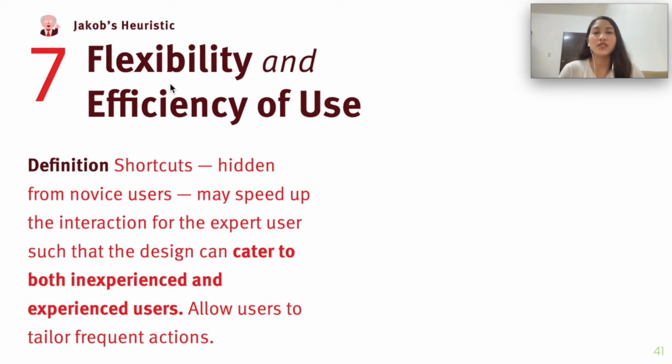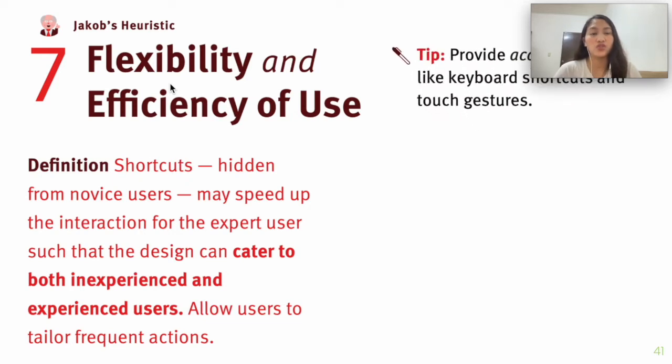The seventh is flexibility and efficiency of use. We're talking about shortcuts here, which are hidden from novice users. If you are new, then probably you don't know the shortcuts of that specific app or system. But shortcuts may speed up the interaction for expert users, such that the design can cater to both inexperienced and experienced users, so allow users to tailor frequent actions.